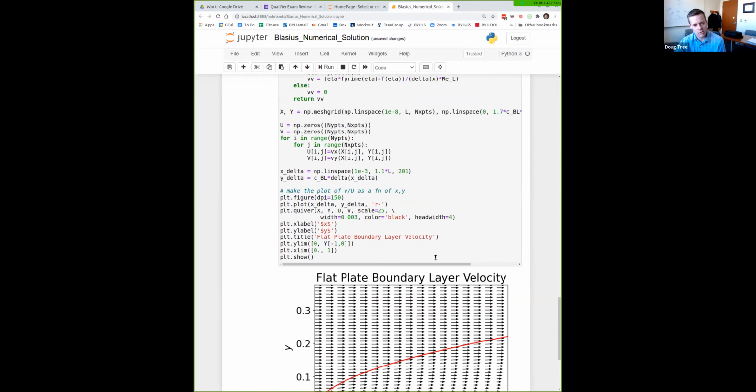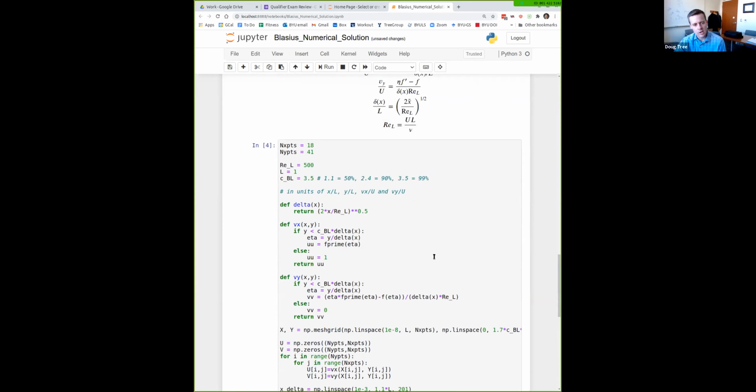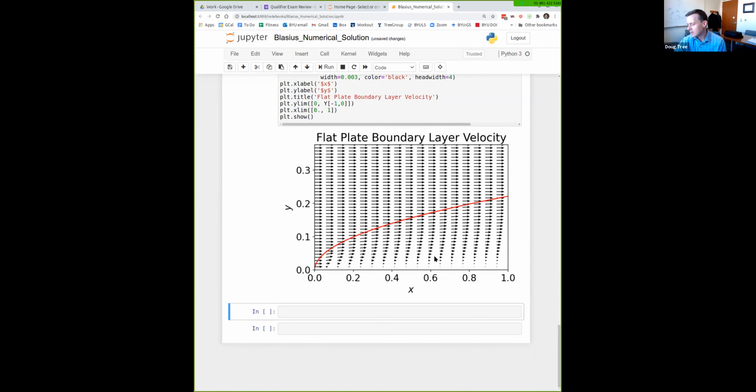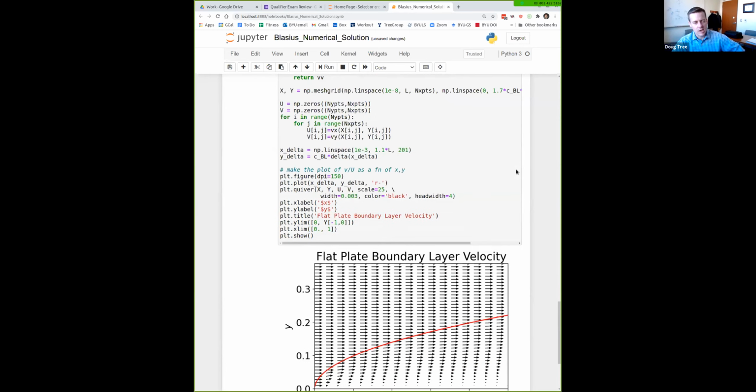Okay. And so that's the full solution of the Blasius condition. Okay, so I think that's pretty cool to see it all the way done out. I don't know, maybe you guys think that's really boring, but I think that's pretty neat. So any questions about this?